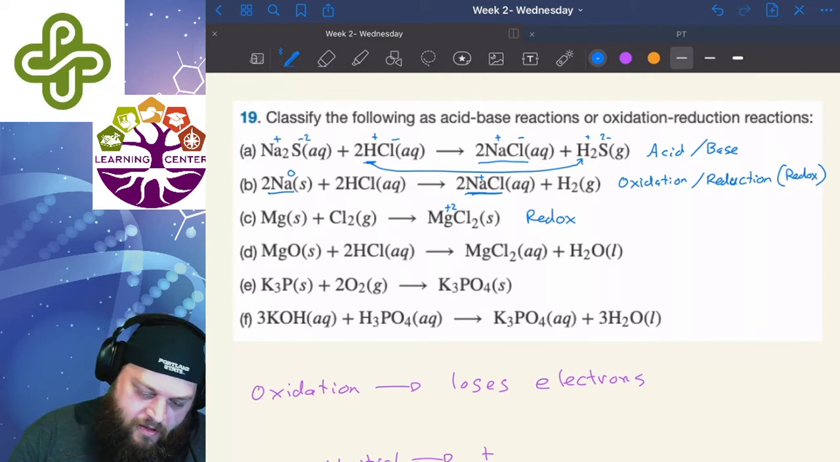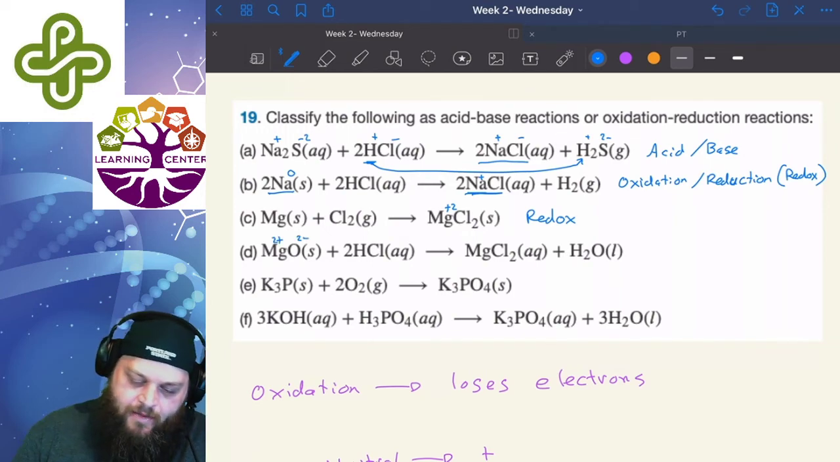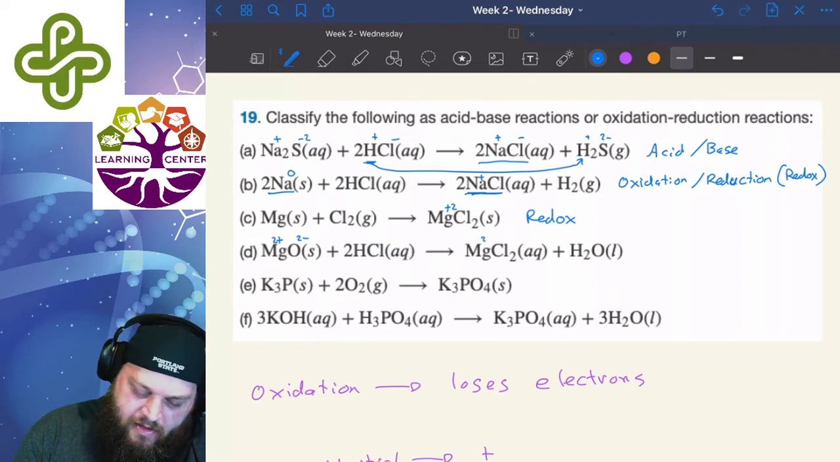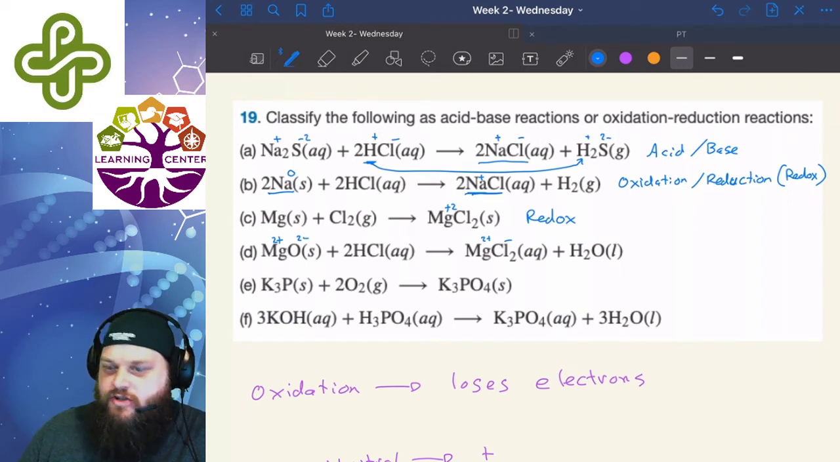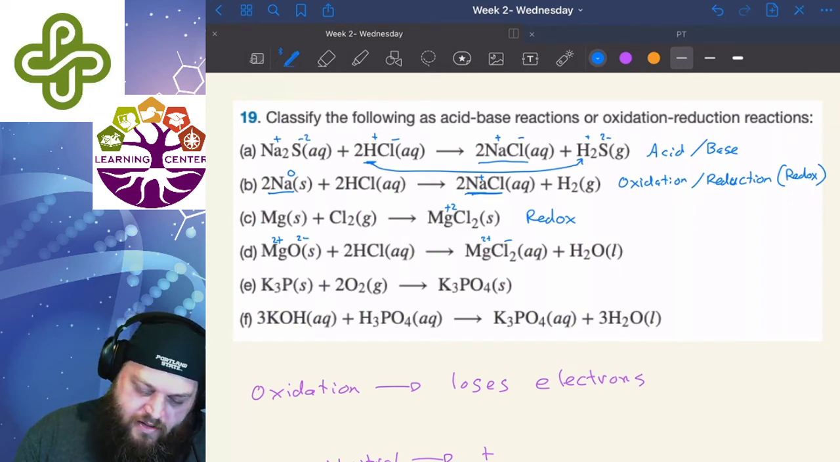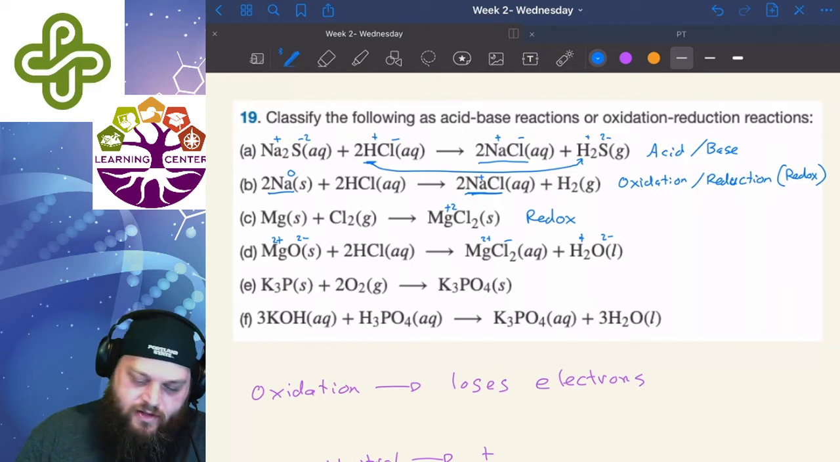For part D, we've got magnesium 2 plus, oxygen's 2 minus. So that's pretty happy. Jumping over to the product side, we still have a 2 plus. Chloride is 1 minus, but there's 2 of them, so just put 1 negative there. So the magnesium has not changed charge. The oxygen is 2 minus. Jumping over to the right hand side, we have a 2 minus here, and we have a plus 1 for the hydrogen. So there's no change in charge with the oxygen.